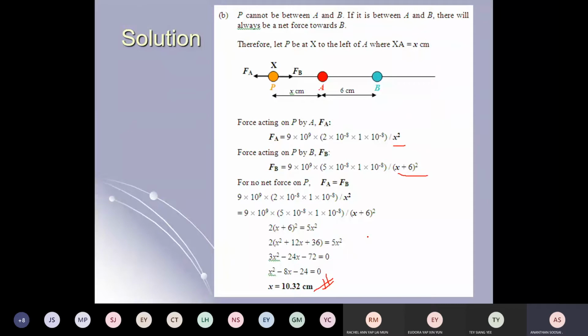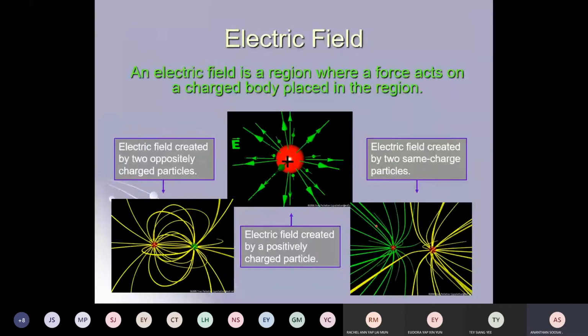Okay, I don't want to waste time. I want you to understand the concept. FA equals FB, with X squared and X plus 6. Any questions from here for this question? Okay, no. Good. If you have any question, you can just tell me anytime. Okay, let's move forward. So that's about electric force, Coulomb's law, electric force.